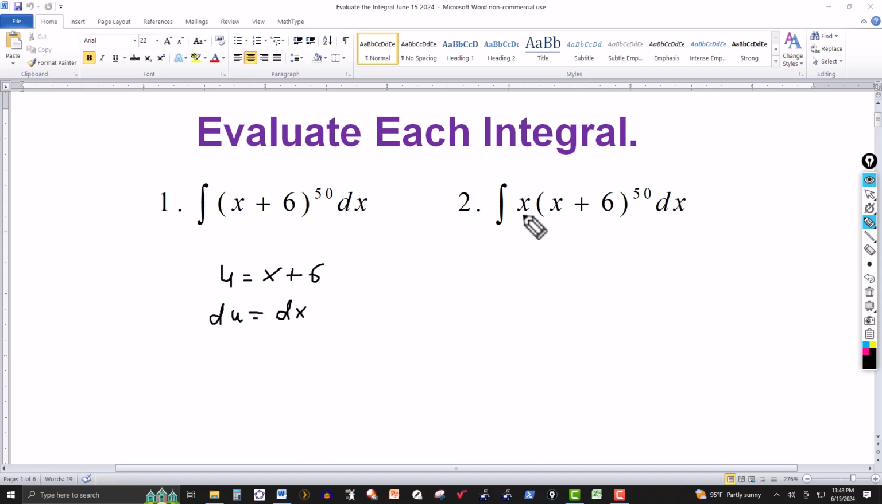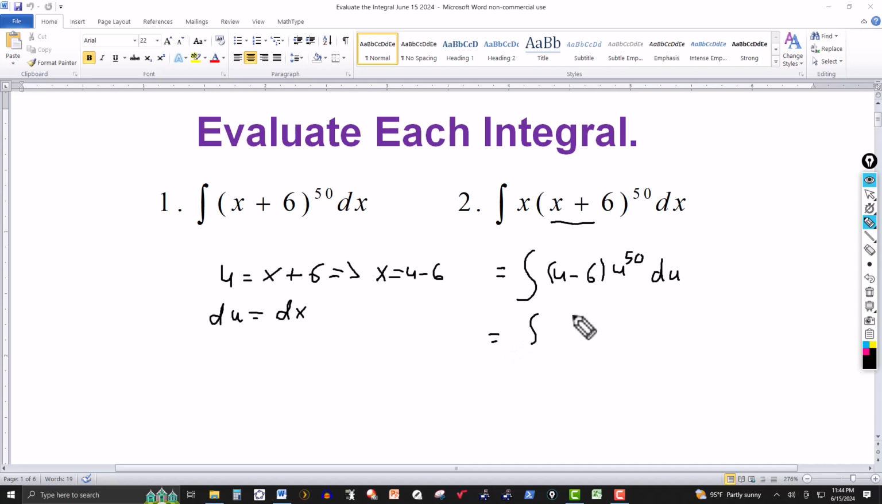And then we have to transform this integral in terms of u. An x by itself is not allowed, so from here I can solve this for x, taking the 6 over, so that'll tell me that x is equal to u minus 6. So now we transform the integral in terms of the variable u. So this x can be replaced by u minus 6. And of course the x plus 6 is your u, and that's to the 50th power. And the dx can be replaced by du.